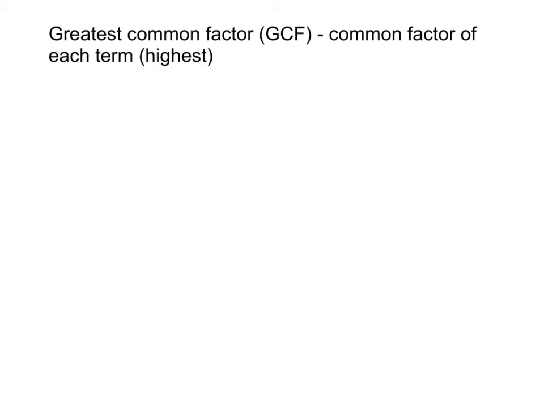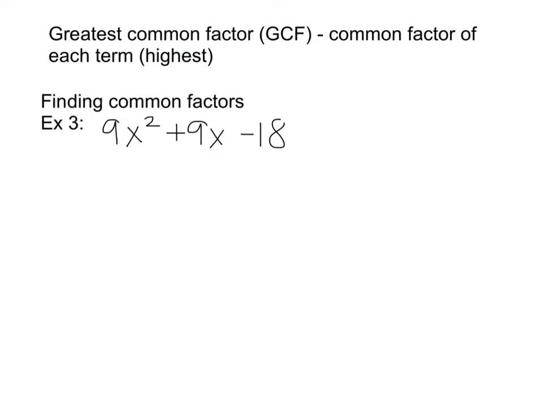Next, we're going to be looking at how we find the greatest common factor, which sometimes is shorthanded to the GCF. And this is a common factor between the terms, and you choose the highest common factor. Our third example is 9x squared plus 9x minus 18. So 9x squared is a term, 9x is a term, and negative 18 is a term. So you're looking for what does 9x squared, 9x, and negative 18 all have in common.